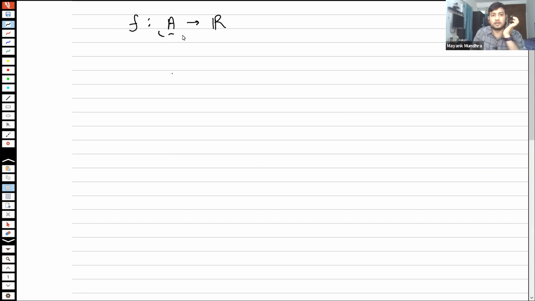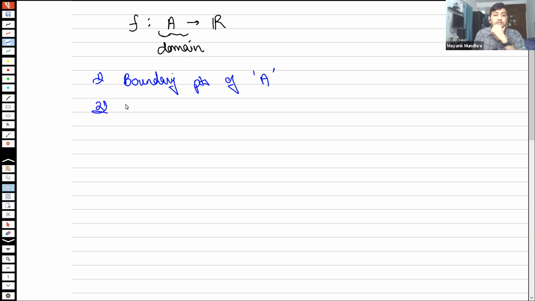Okay, so A is the domain, R is definitely the codomain. All right, so the first step is to find the boundary points of A. We find the boundary points of the domain of the function, that is set A. Second step is to find the critical points of the function f. So we are finding boundary points for the domain and critical points of the function.